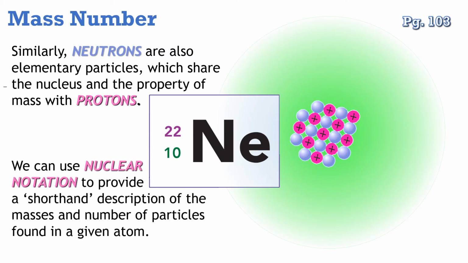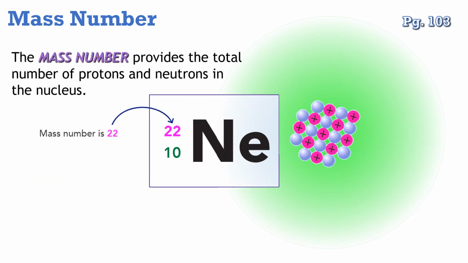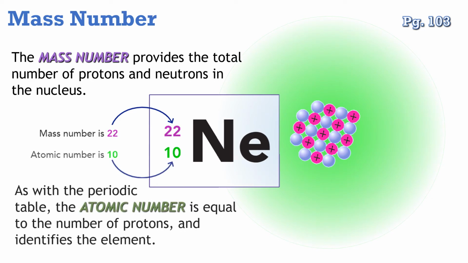Now, what the box does is it uses nuclear notation. And nuclear notation can be thought of as a shorthand, a quick, down and dirty description of the masses and number of particles found in a given atom. So the number on top in front of the symbol is the mass number. And the mass number provides the total number of protons and neutrons in the nucleus. Whereas the number on the bottom is just like the atomic number that appears in the periodic table. And that's equal to the number of protons, and it identifies the element. If you've got 10 protons, you are neon.